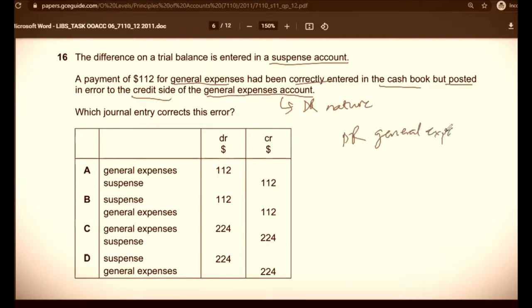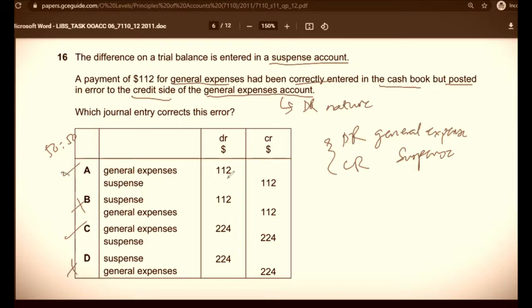And of course, our credit would be suspense account. So we would search for this entry in our options. So this meets the definition, but the amount is wrong. This option B is incorrect. Option C meets the definition, and option D is also incorrect. So you can immediately come down to 50-50. And you have to choose between option A and option C.